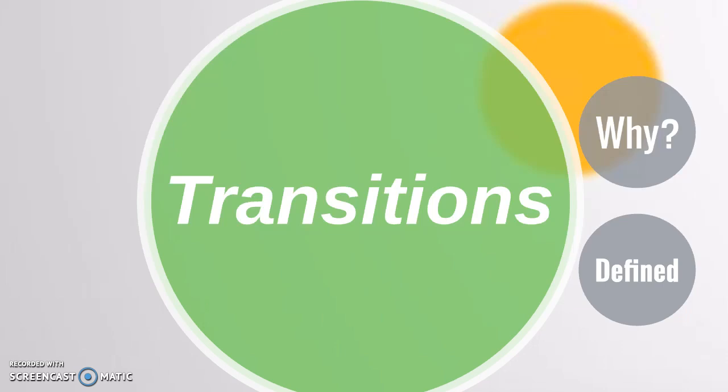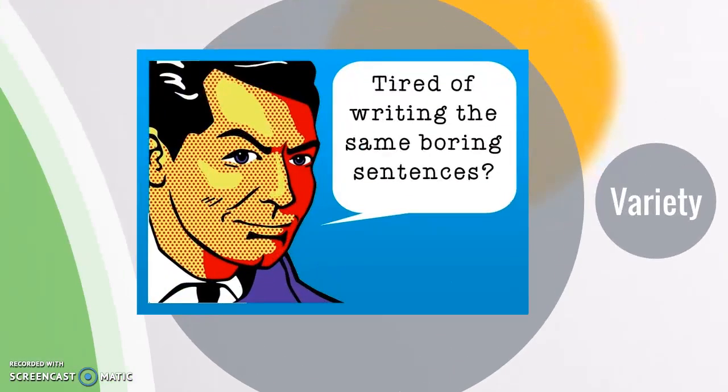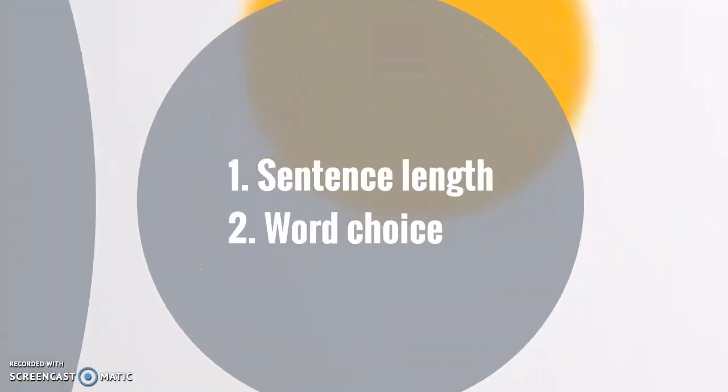Transitions, why are they important? One thing that can really take writing to the next level is to have variety. The two easiest ways to bring variety to your writing is sentence length. So you want to have short sentences, longer sentences, a variety of punctuation within those sentences, ask questions, use different words and phrases to introduce your sentence.